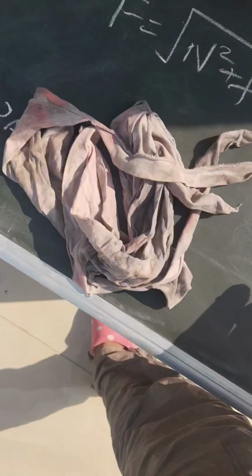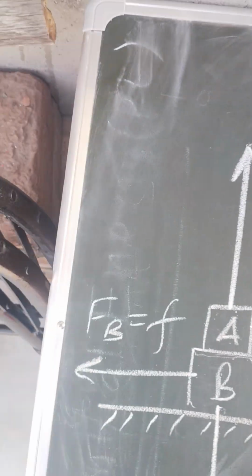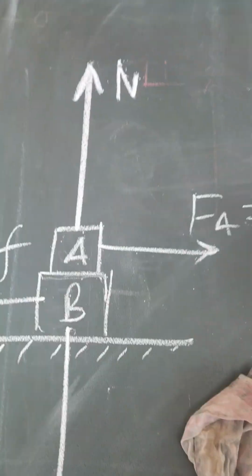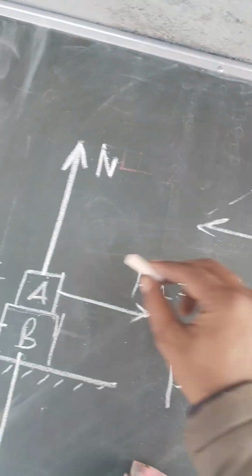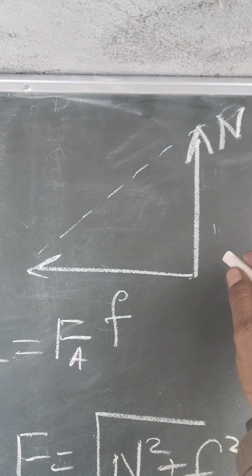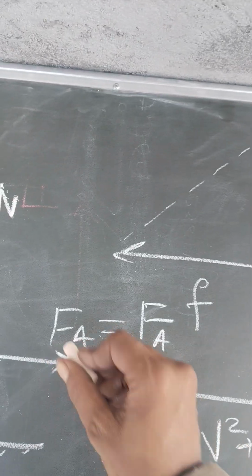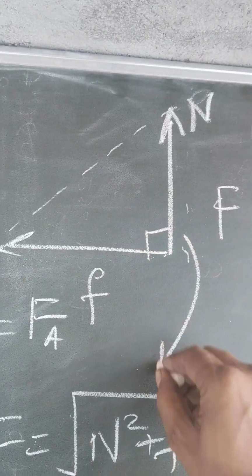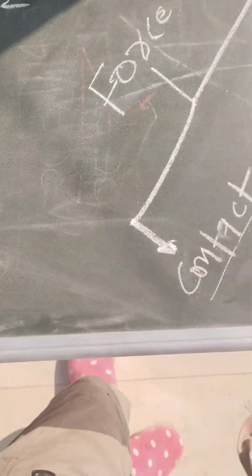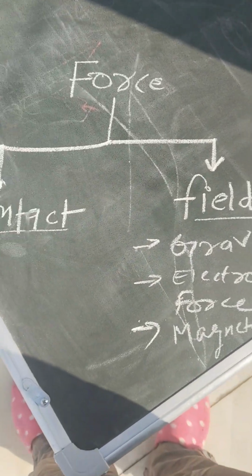If you draw this N here and the force of friction here, then the resultant of these two forces will give you the net force that is exerted in that direction. So F is given by the Pythagorean theorem in this form. It is nothing but the Pythagoras theorem applied by drawing these vectors. So this is an example of contact force, and these are field forces. So there are two kinds of forces which you can see.